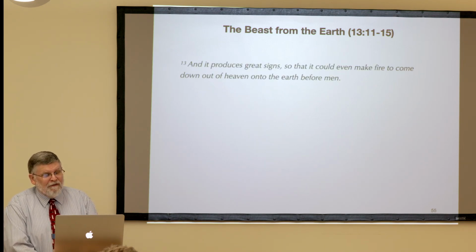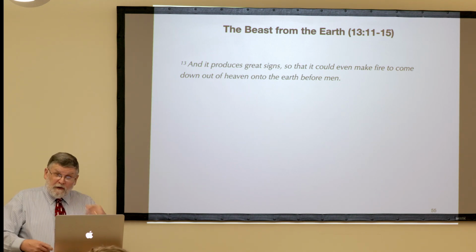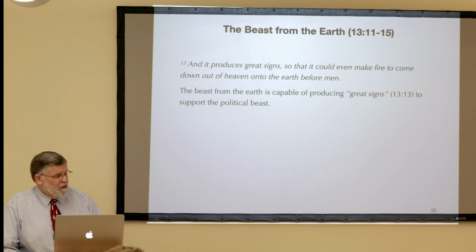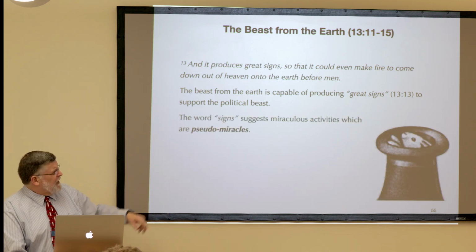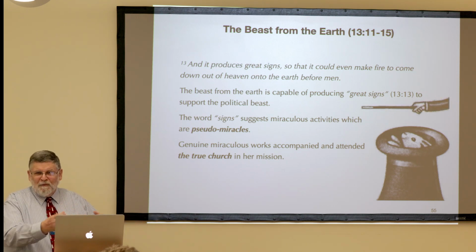And it produces great signs, so that it could even make fire come down out of heaven onto the earth before men. In the Old Testament, who brought fire down? Elijah. Yeah? Okay. So he can produce, notice it's not just signs, but great signs. And so that has to be pretty big. And so it's kind of like a pseudo miracle.